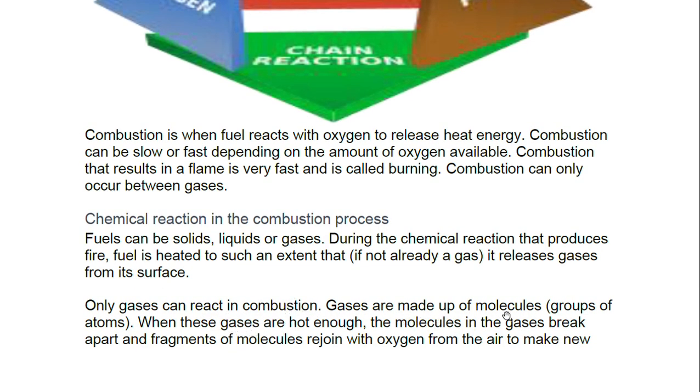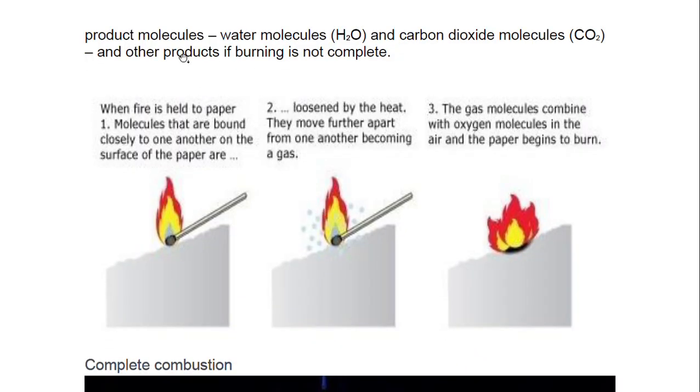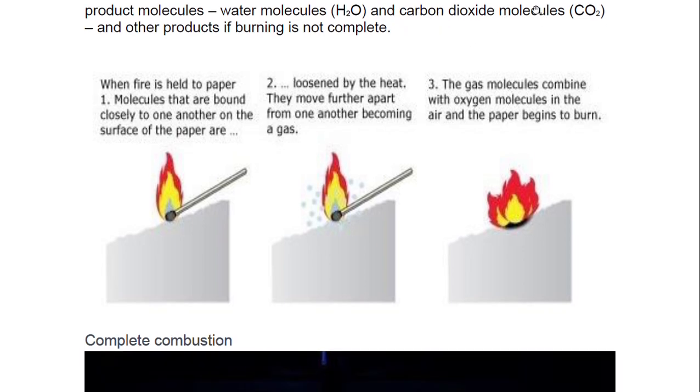Gases are made up of molecules, groups of atoms. When these gases are hot enough, the molecules in the gases break apart and fragments of the molecules rejoin with oxygen from the air to make new product molecules: water molecules, that is H2O, carbon dioxide molecules, that is CO2, and other products of burning if it is incomplete. So how does fire basically occur?